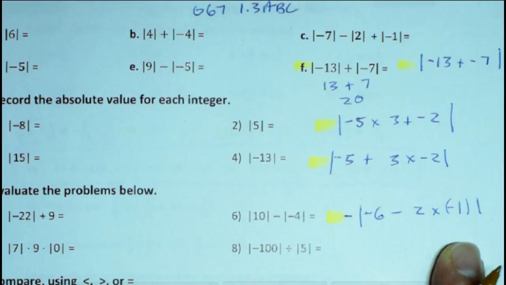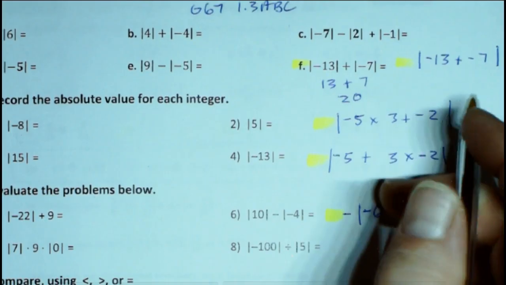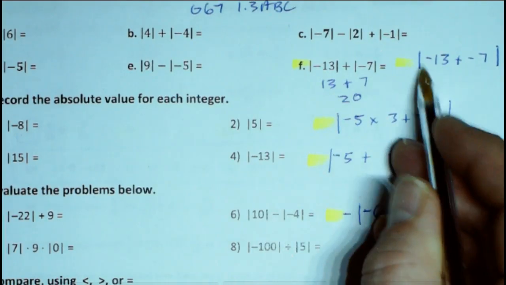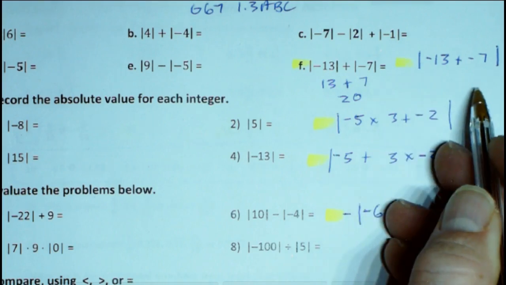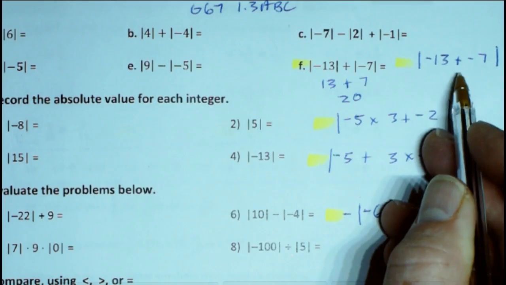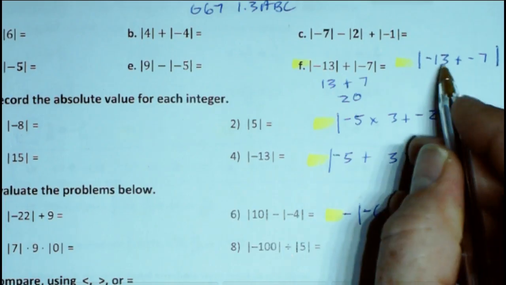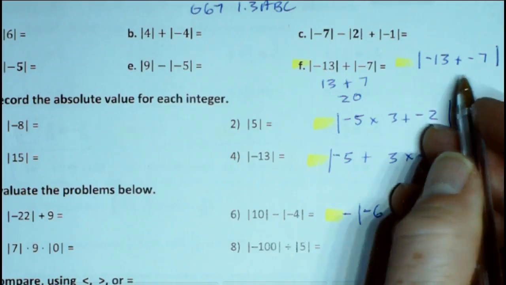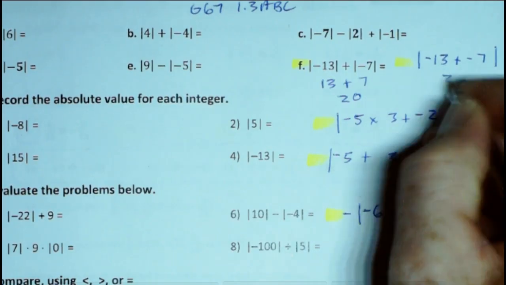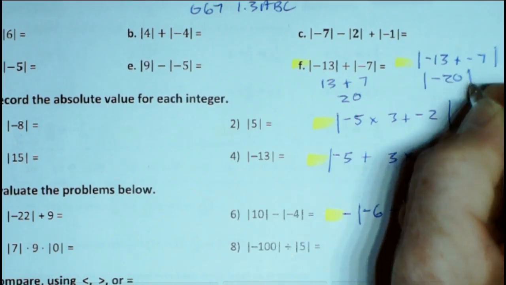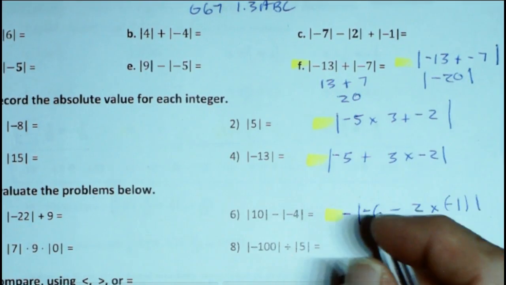All right, take a look at this next one here. These are the same numbers, but it's a little bit different now, because now think of these absolute value bars like parentheses. What would you do if this was in parentheses? Well, you would go inside the parentheses and do the work. So now I've got negative 13 plus a negative 7. Well, 13 plus 7 is 20, and these are the same sign, so I'm going to keep that negative sign. So now we've got a negative 20 inside the absolute value bars.